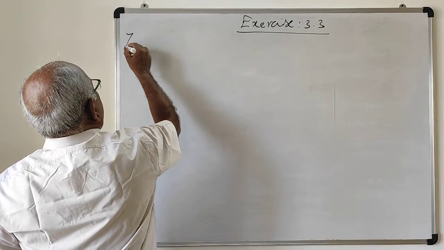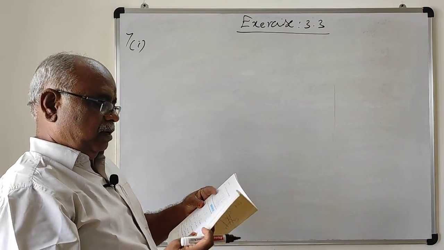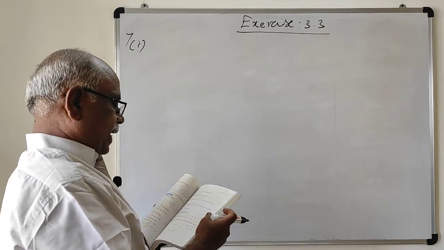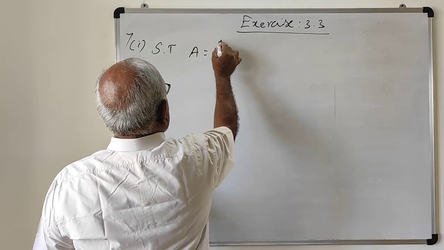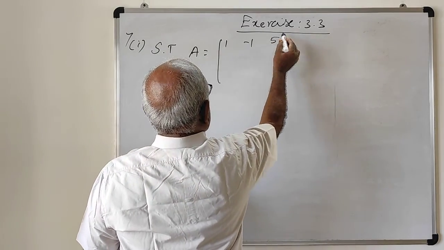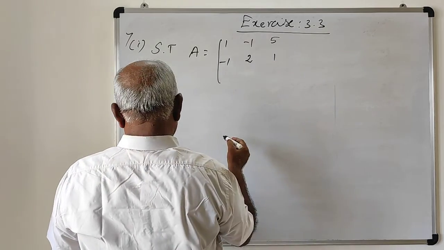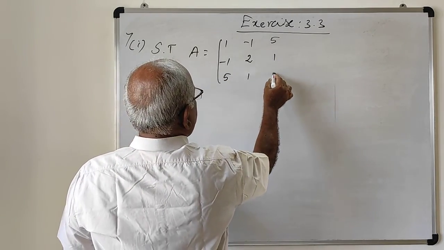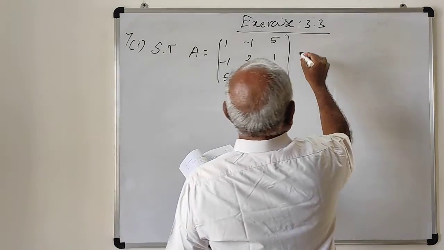That is problem number 7, first subdivision. In the exercise, problem number 7: show that the matrix A is 1, minus 1, 5, minus 1, 2, 1, 5, 1, 3. Show that the square matrix A is a symmetric matrix.